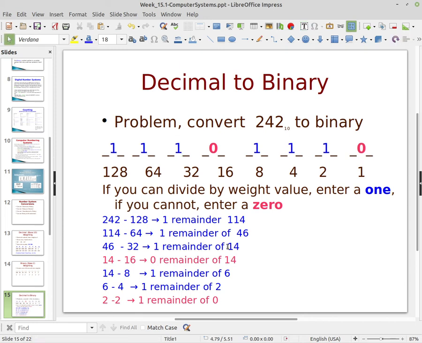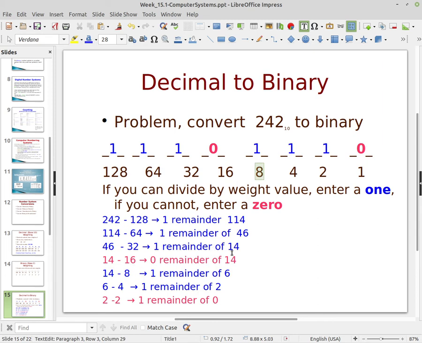Now I've got 14 left. I'm going to look at the next column. The next column is 16. Well, if I take 14 minus 16, that's going to give me a result of minus 2. That's a negative result, so I'm not allowed to do that. Okay, so I'm going to put a 0 in the 16s column, and then I'm going to move to the next column and try to subtract it.